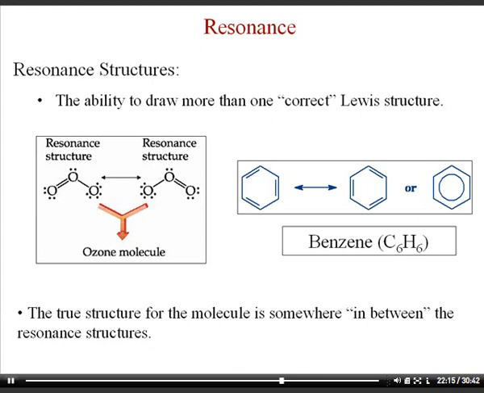But when you have to draw the structure and you're forced to put the double bond somewhere, you end up getting resonance structures. And there could be 2 resonance structures like these examples, or there could be 3 resonance structures.